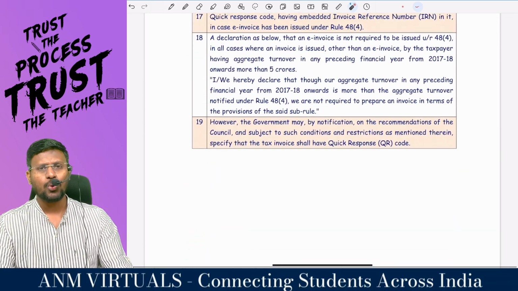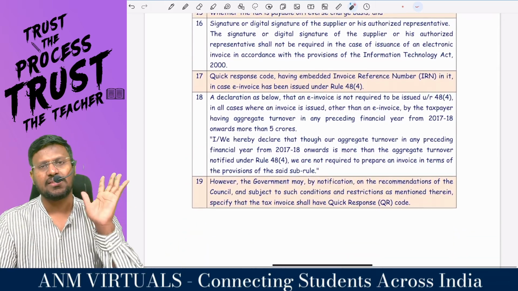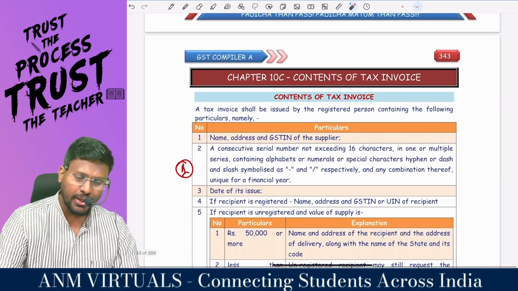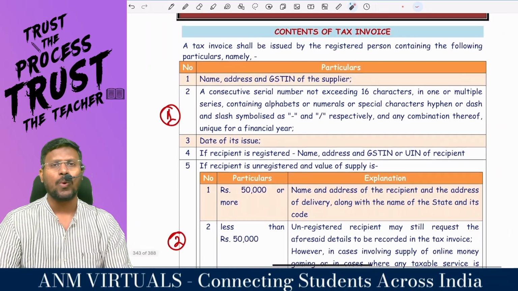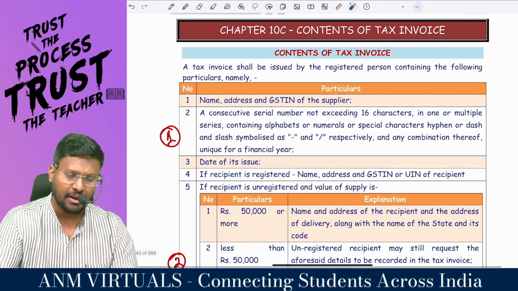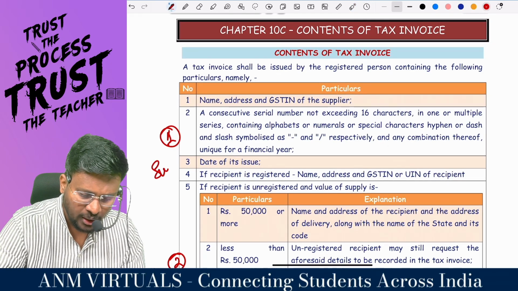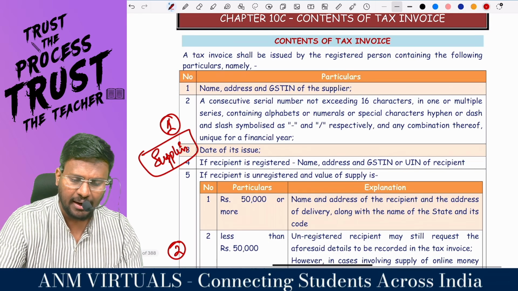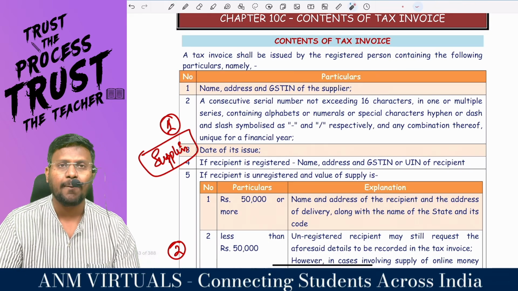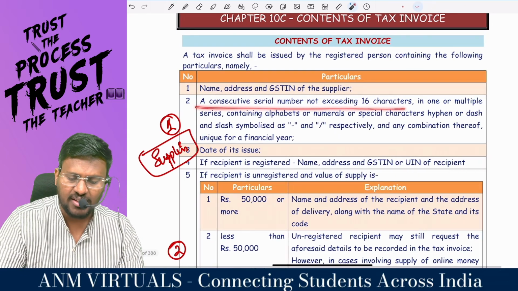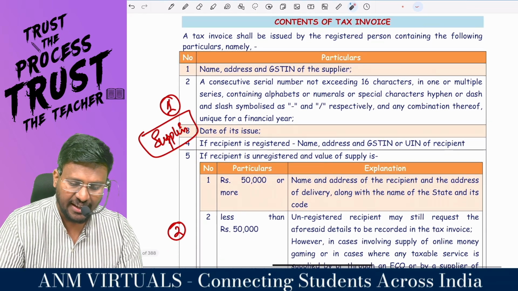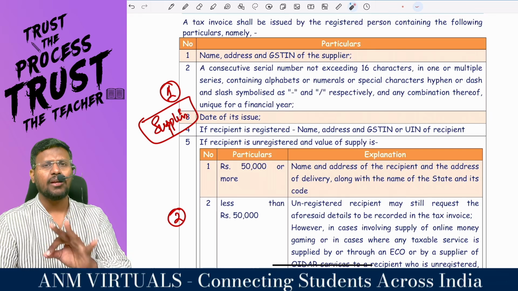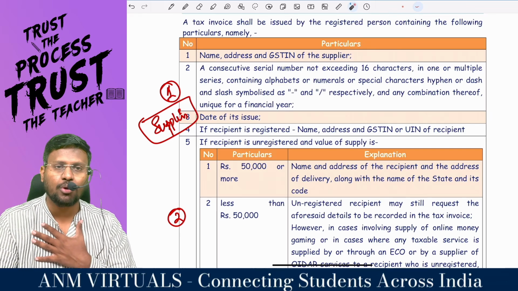You know, my dear lovable students, these are the 19 contents that should be there in the tax invoice. We can classify them set-wise. Set number 1, the details about the supplier. Regarding the supplier, what all you will provide: number 1, name, address and GSTIN of the supplier. Consecutive serial number not exceeding 16 characters and date of issue. That's it. These are the 3 main details you have to provide regarding the supplier of the goods or services or both.